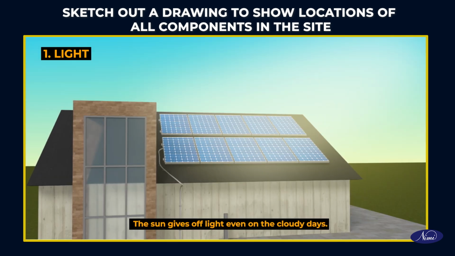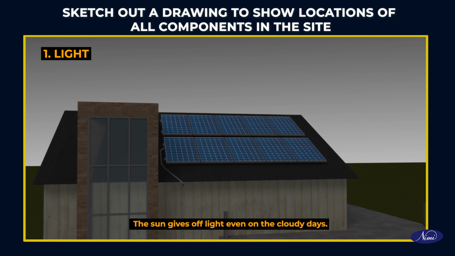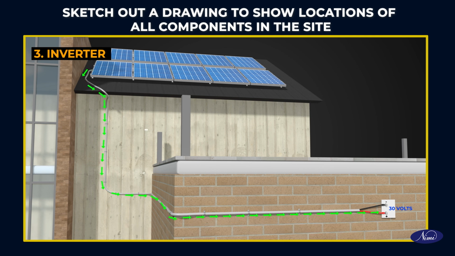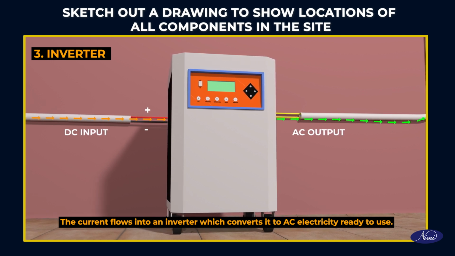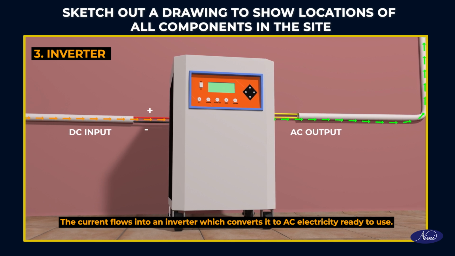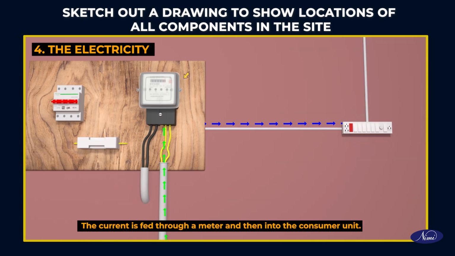Light. The sun gives off light even on cloudy days. Panels. PV cells on the panels turn the light into DC electricity. Inverter. The current flows into an inverter which converts it to AC electricity ready to use. The electricity. The current is fed through a meter and then into the consumer unit.